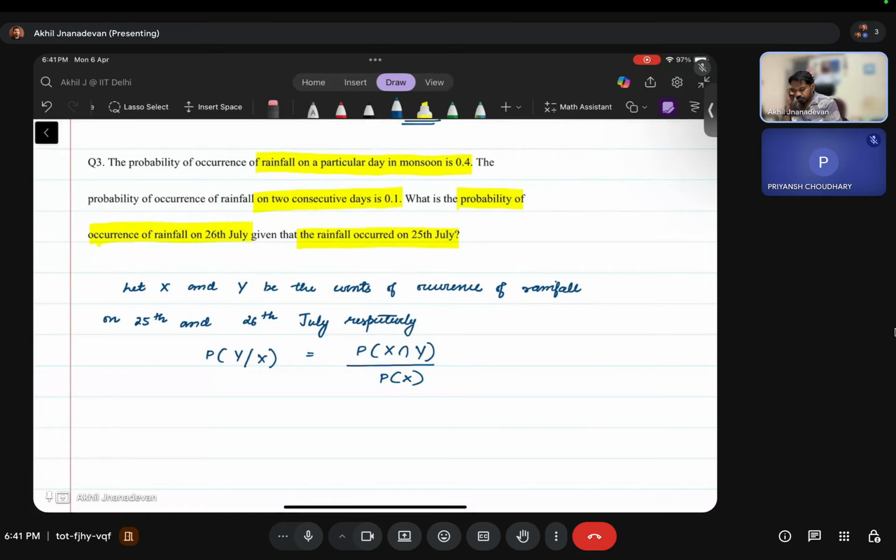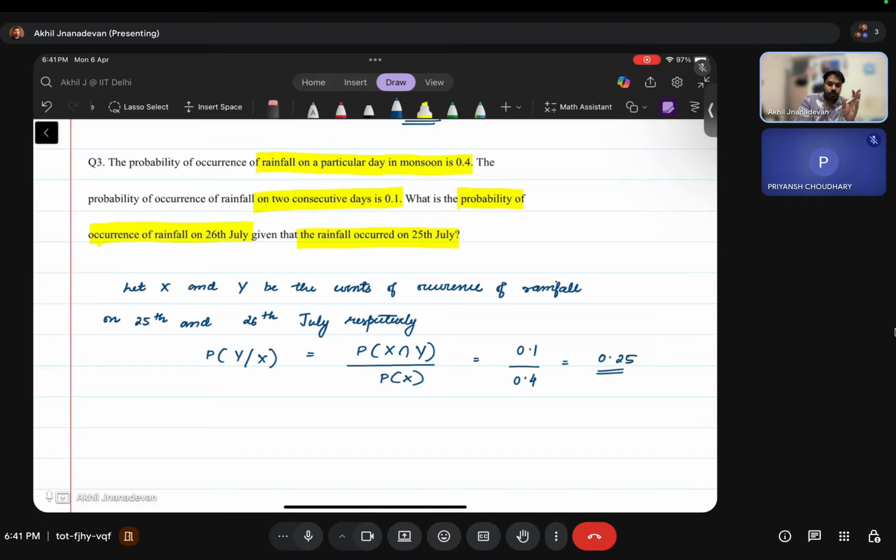Okay. So P of X intersection Y is both the 26th and the 27th, that is, two consecutive days of rainfall happening. That is 0.1, which is already given, divided by the probability of X, that is, any day being a rainy day, the probability is 0.4. So 0.1 divided by 0.4 is 0.25. Right. So you understood the concept, right?